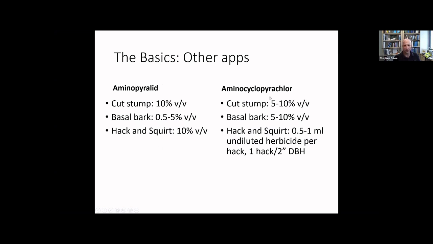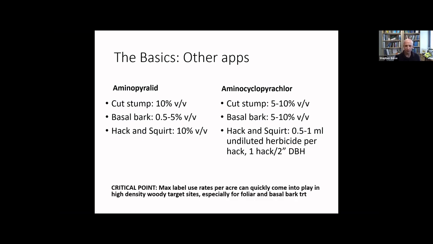Method, again, has lower concentrations of 5 to 10% with hack-and-squirts of 1/2 mil undiluted herbicide, 1 hack per 2 inches. I'm getting away with 1 hack per 4 inches for a lot of species in Florida. And there's a lot of work to be done there on a number of woody species in the north. So the bottom line is maximum labeled use rates are going to come into play big time for these, especially if you're trying to do basal bark treatment or, again, high density woody stems per acre.